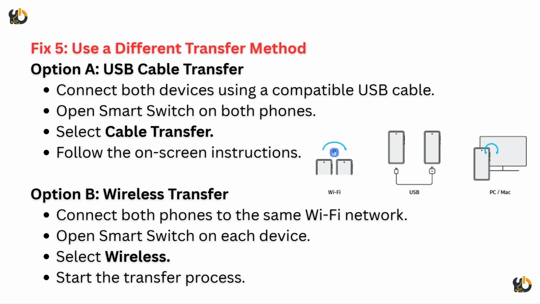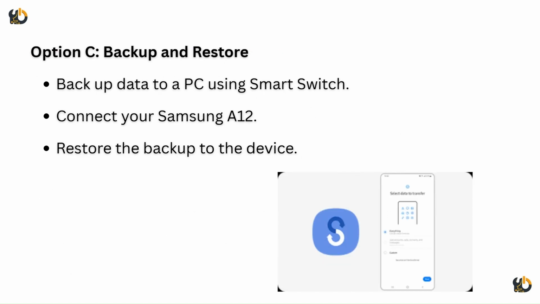Option B. Wireless transfer. Connect both phones to the same Wi-Fi network. Open Smart Switch on each device. Select wireless. Start the transfer process. Option C. Backup and restore. Backup data to a PC using Smart Switch. Connect your Samsung A12. Restore the backup to the device.